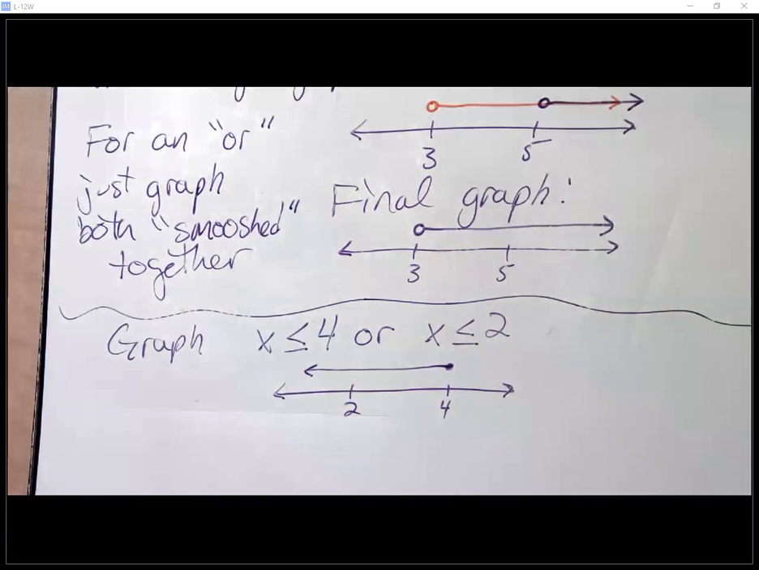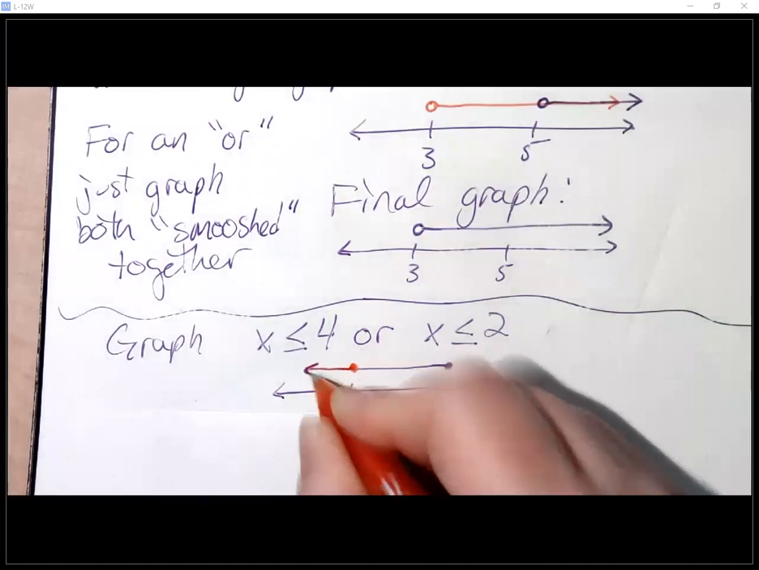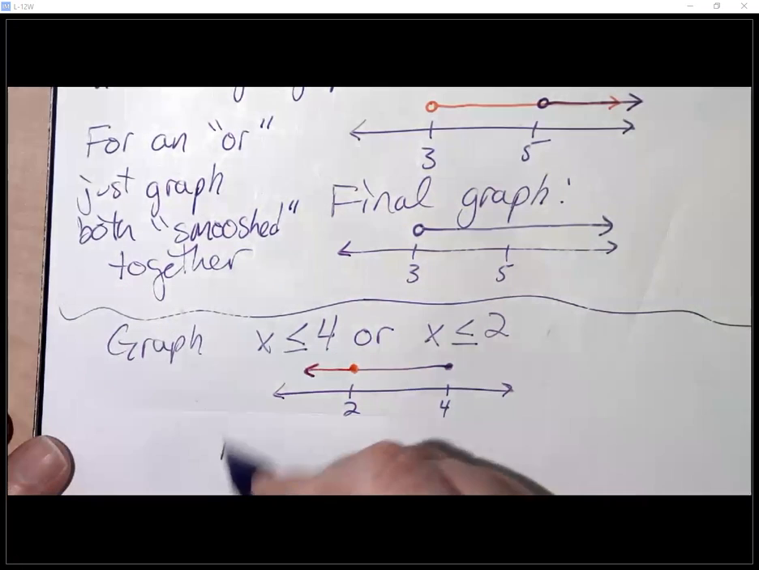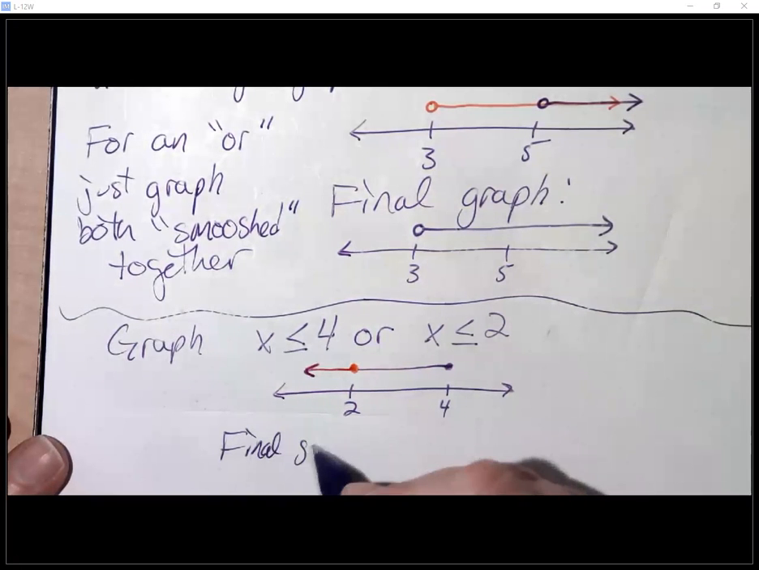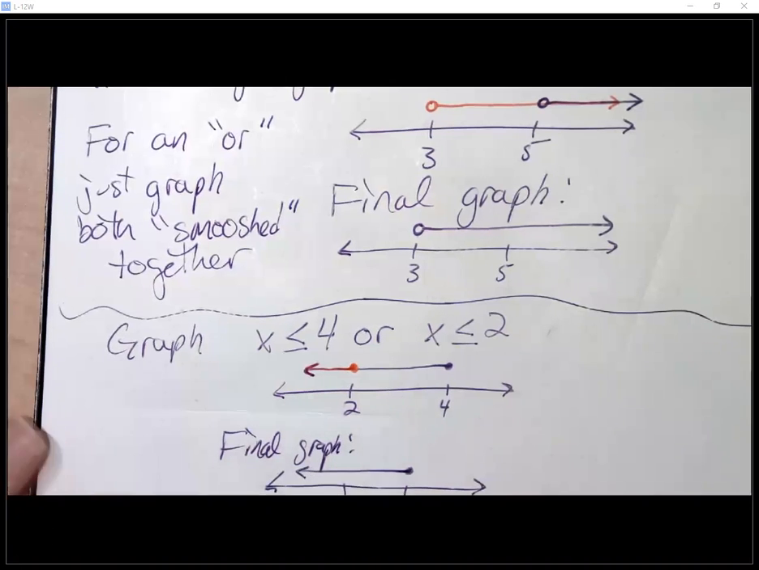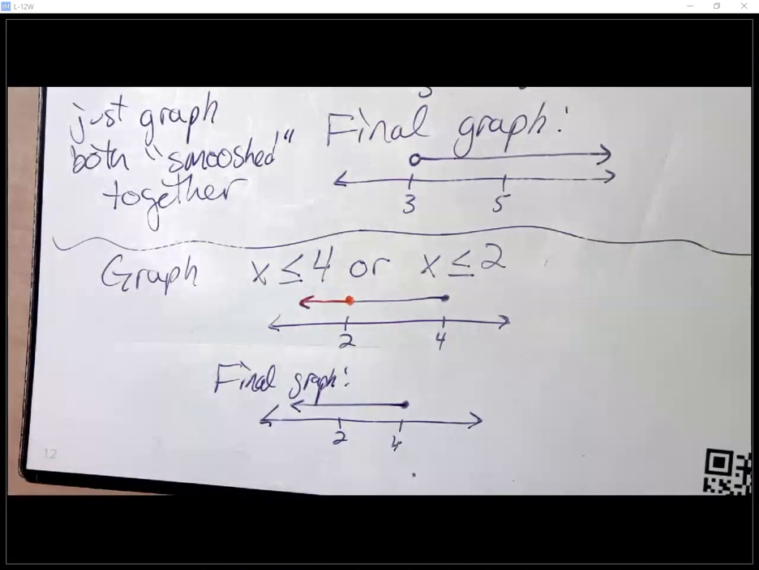So what's that final graph going to look like? Basically, it's just the two smooshed together. So if I just graph this once, as one final graph, it's going to start at the 4 and go forever to the left. That encompasses both of these things. I just smoosh them together and it just becomes this one graph.